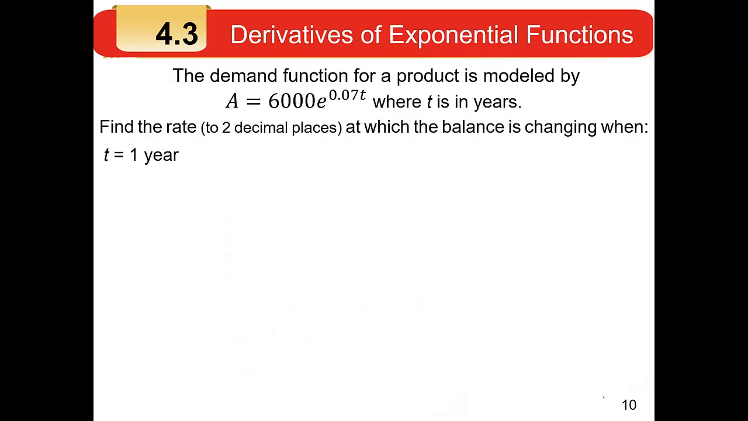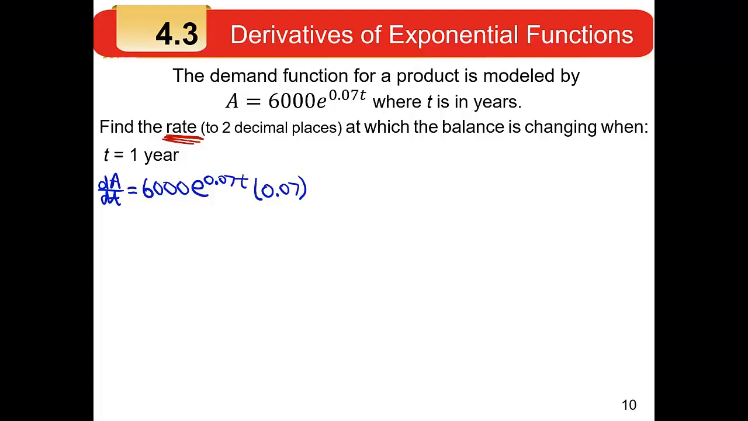How about this? The demand function for a product is modeled by A equals 6,000 times e to the 0.07t, where t is in years. Find the rate to 2 decimal places at which the balance is changing when t is equal to 1 year. Well, they ask about the rate. Anytime you have a rate of change, you're going to take a derivative. So you're going to take the derivative of that.